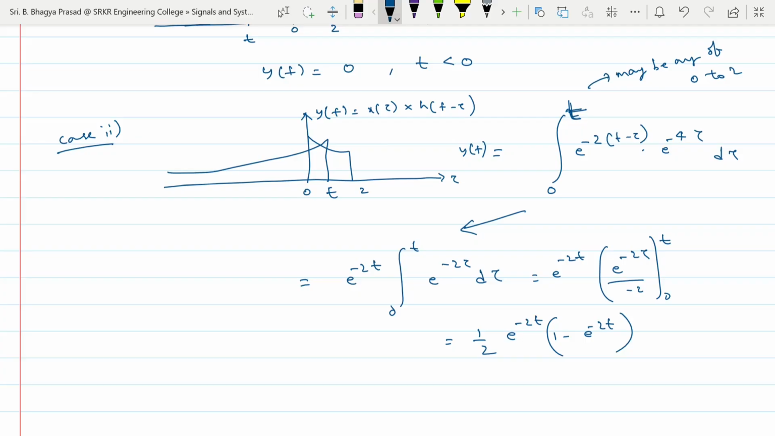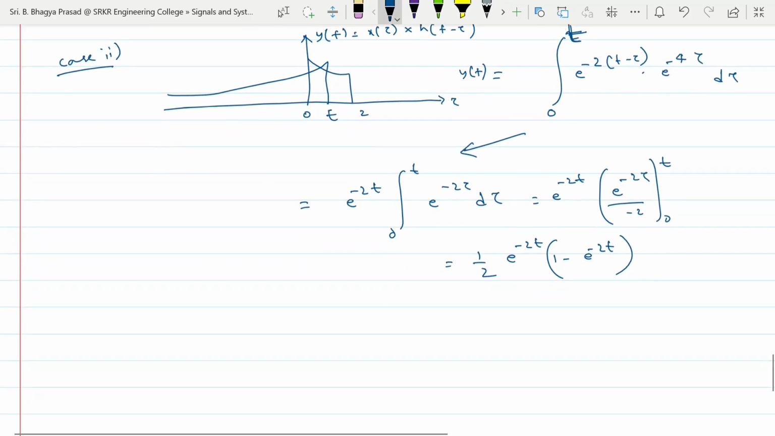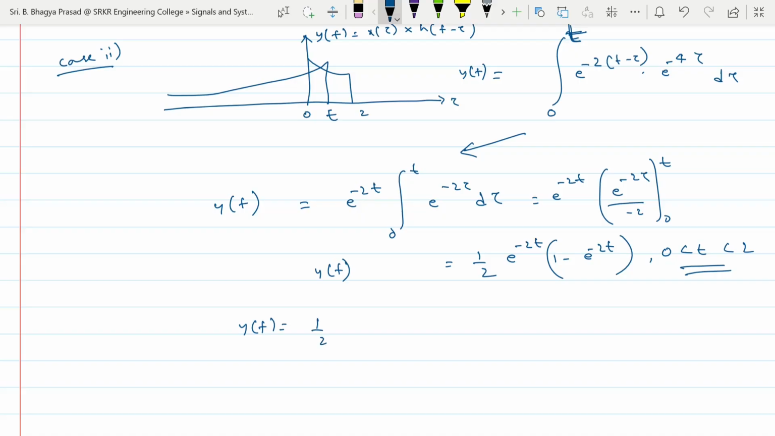And this is in the range where this is valid, up to t between 0 to 2 only. This is valid between 0 to 2, that is, y of t is 1 by 2 e power minus 2t times 1 minus e power minus 2t.